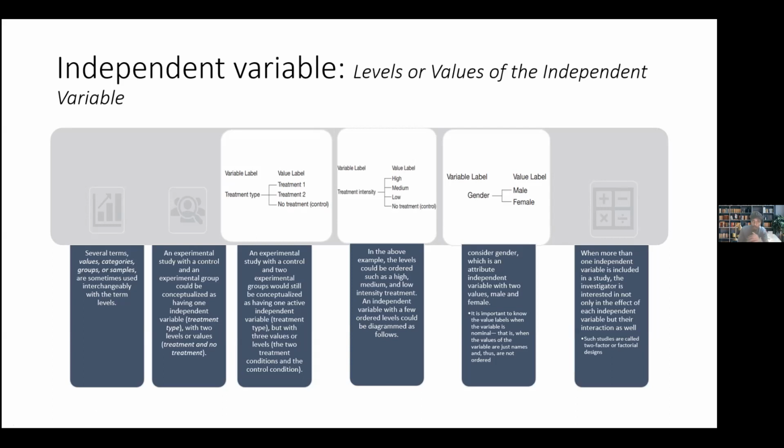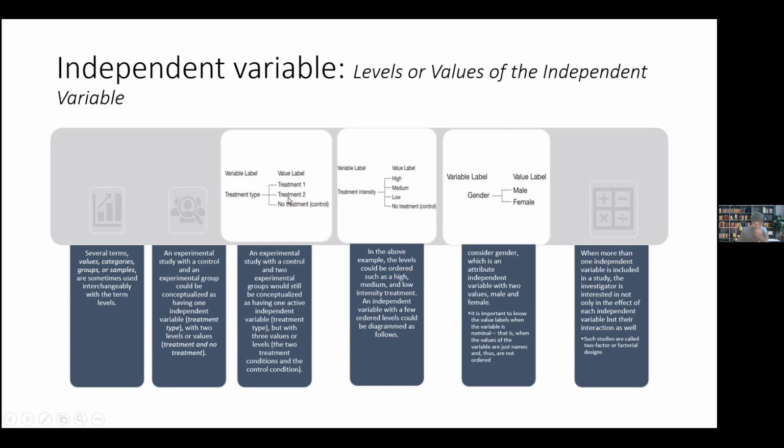Or there could be no treatment, just different values like gender, male and female, like the gender studies, the gender differences, right? So when you have two different independent variables, that is where the independent variables can interact. That is something that is called a factorial design.